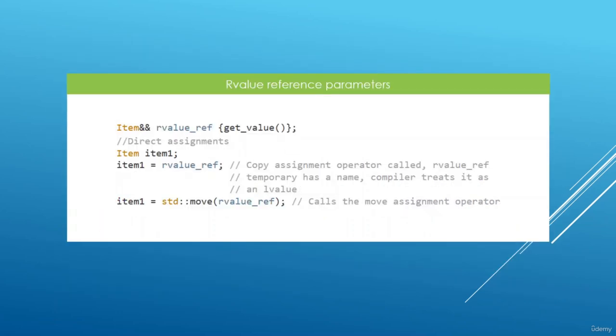We close the chapter by looking at what happens if you pass R-value references to functions. We saw that if you happen to give your R-value references names, the compiler would treat them as L values. And to get move semantics in that situation, you have to insert those R-value references into an std move call to force the compiler to treat them as R-value references.